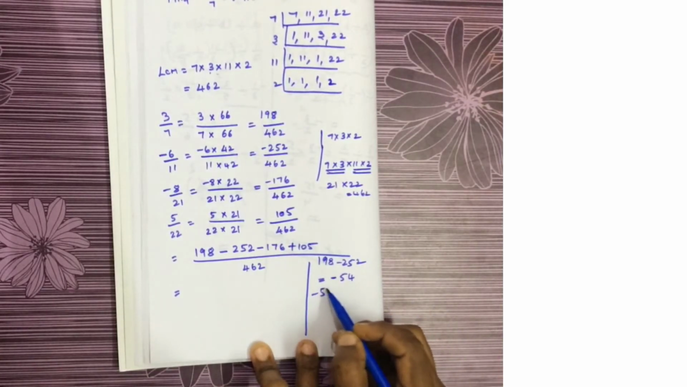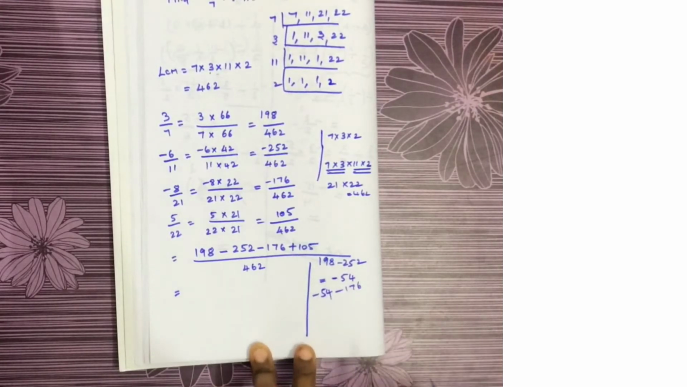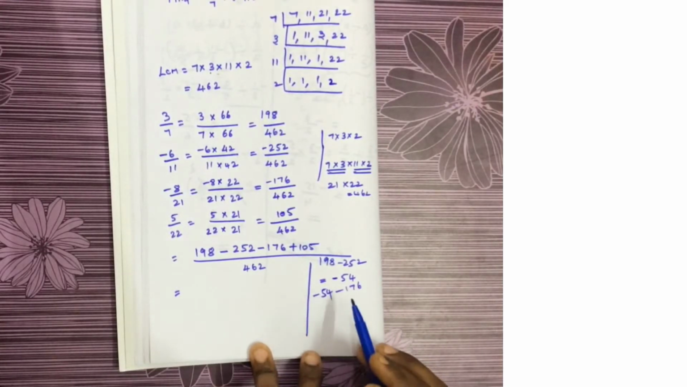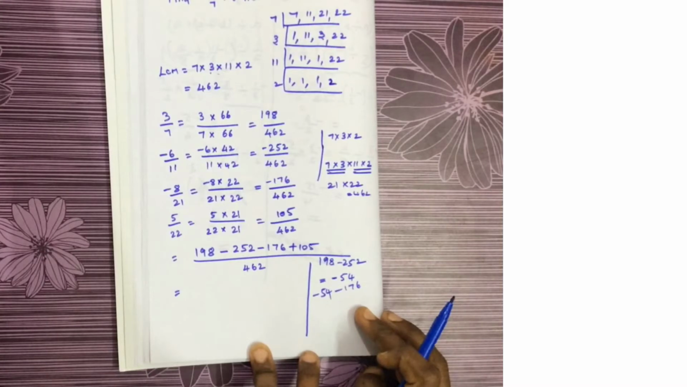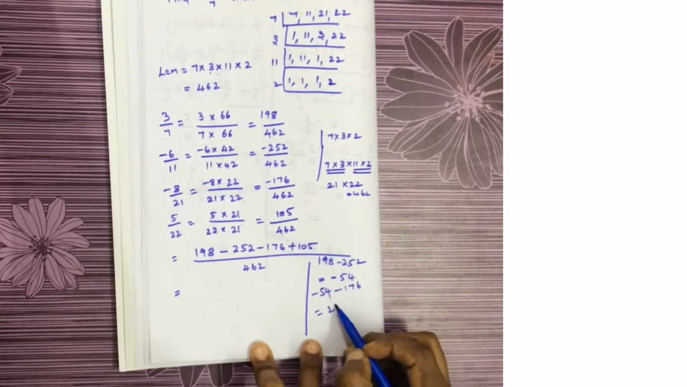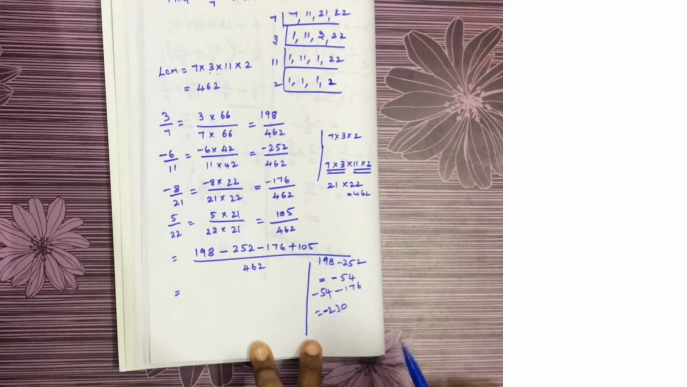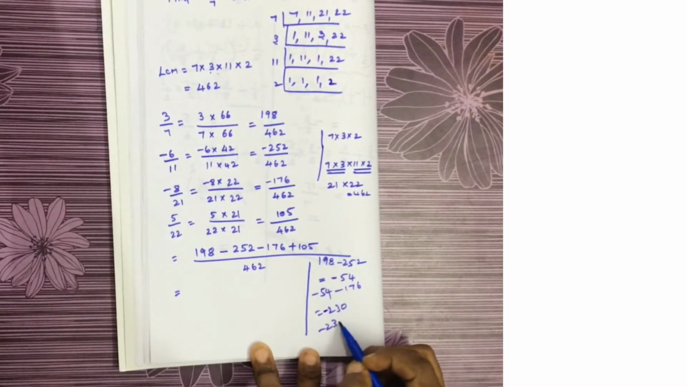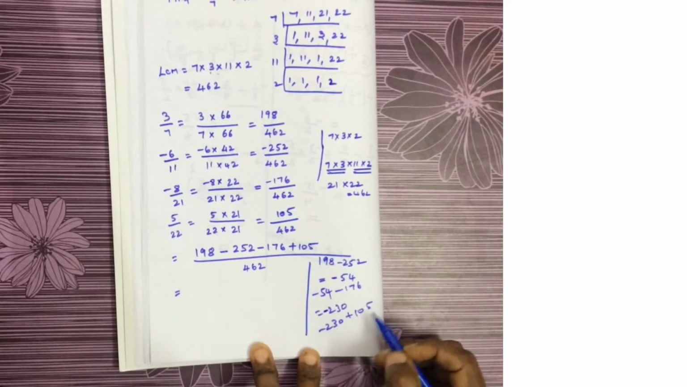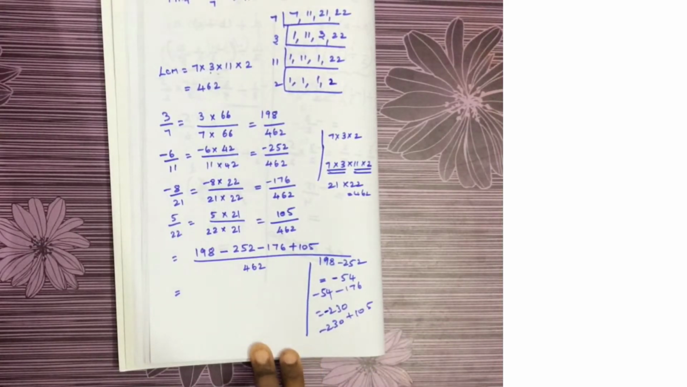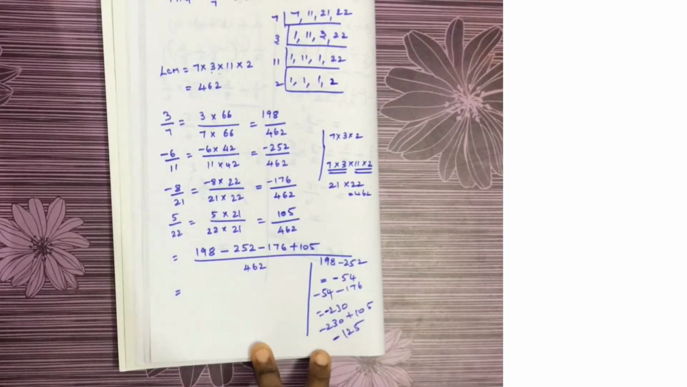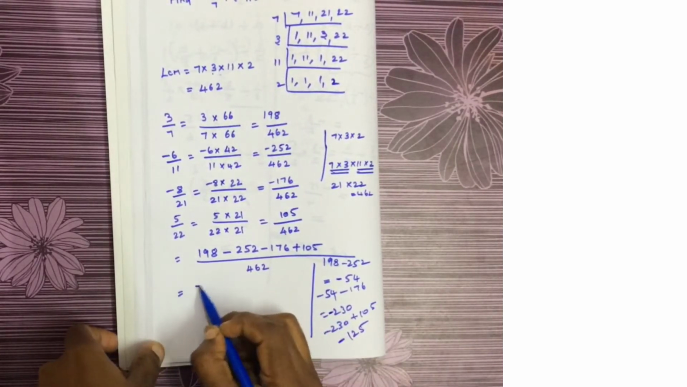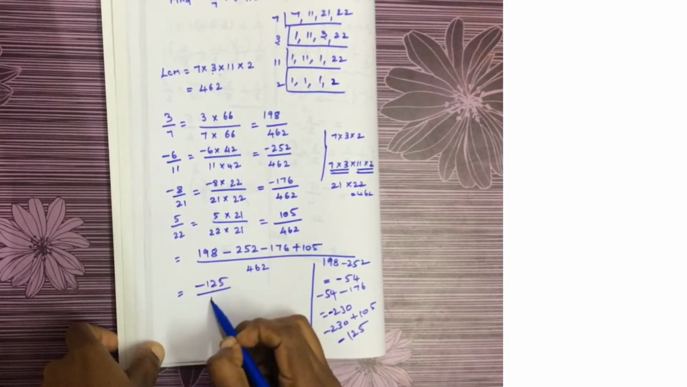Next I have to do minus 54 minus 176. Both are negative. When the symbols are same, you have to add. So 176 plus 54 gives 230, and put a negative sign. So minus 230. Last is minus 230 plus 105. When the symbols are different, you have to subtract. So the final answer is 125 with the negative sign. Here I am writing minus 125 divided by 462.